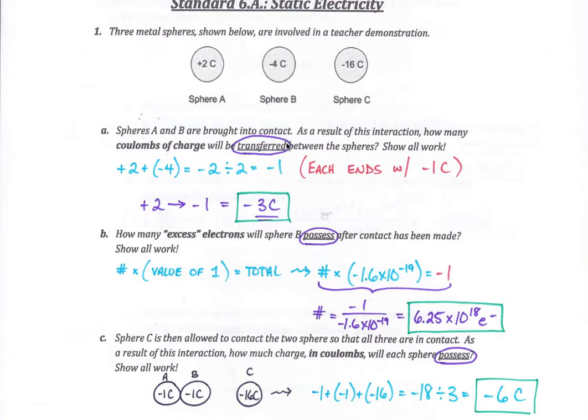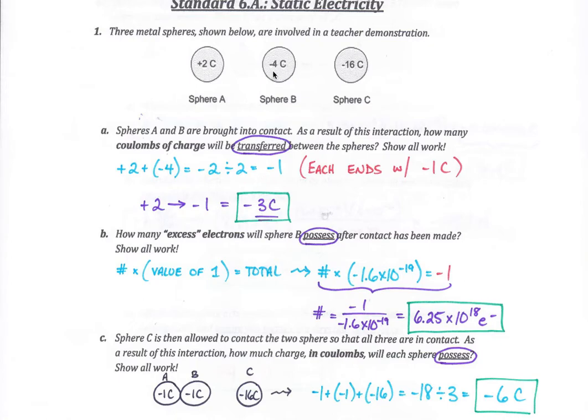But they are not asking me how many coulombs it will end with, how many coulombs it will possess. It's asking me how many coulombs were transferred. So I can look at A and say I started with positive 2. I ended with the negative 1 that we figured out, and that's a total change of negative 3. So basically 3 coulombs of charge are going to transfer.